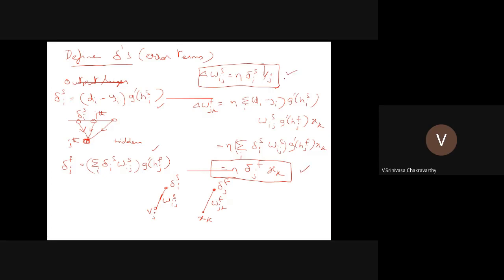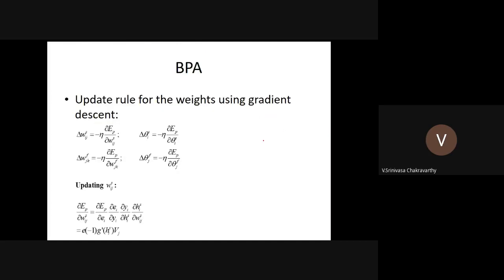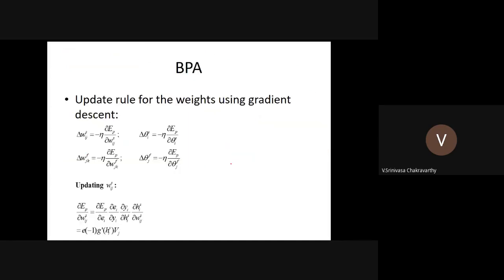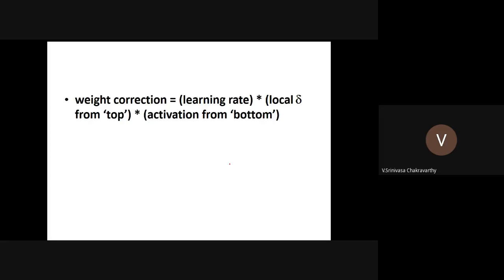So basically, by invoking these intermediate terms called deltas, you are able to transform the entire learning algorithm, all the learning equations, in such a way that they satisfy the locality principle. That is the beauty of this algorithm, and this is called the backprop algorithm. I've tried to work it out so that it's easier to follow, but we have the equations given here.